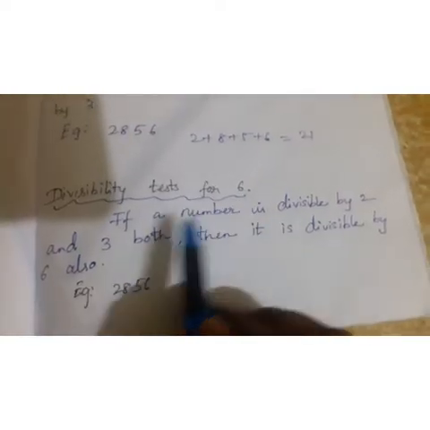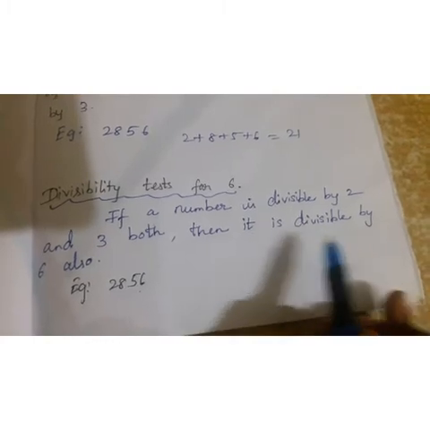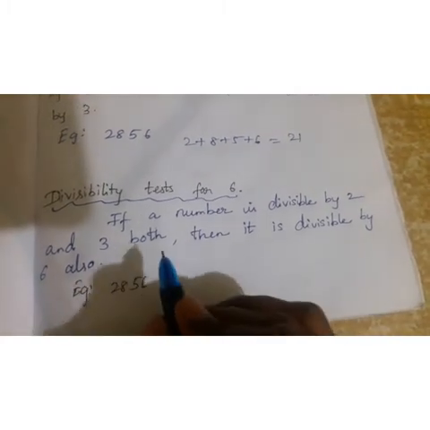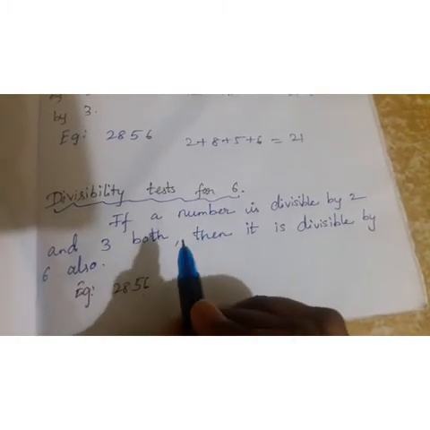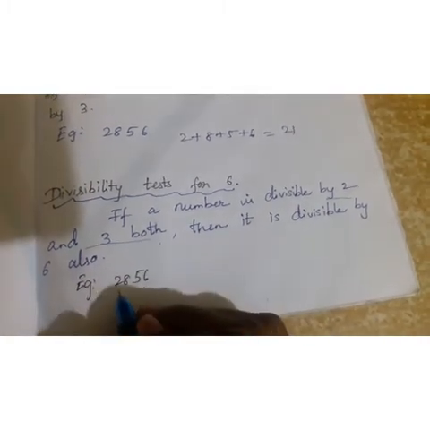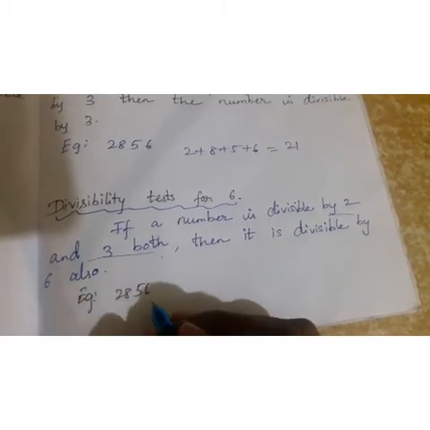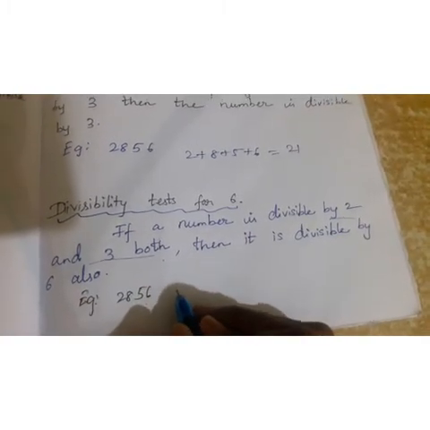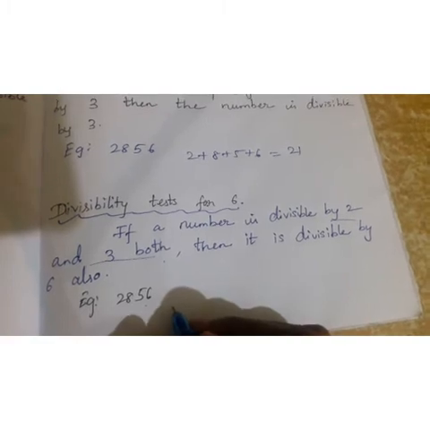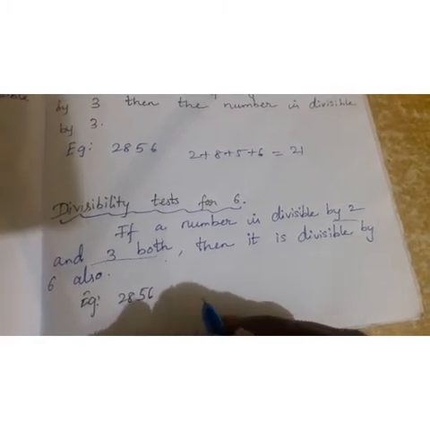Divisibility test for 6. If a number is divisible by 2 and 3 both, then it is divisible by 6 also. Here we have to do the divisibility test for 2 and 3 both. Example: 2856 is divisible by 2 and 3. So 2856 is divisible by 6 also.